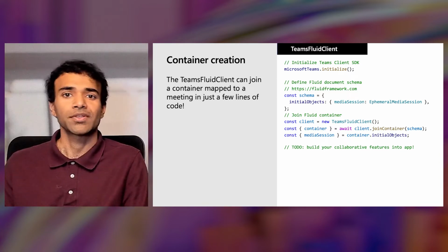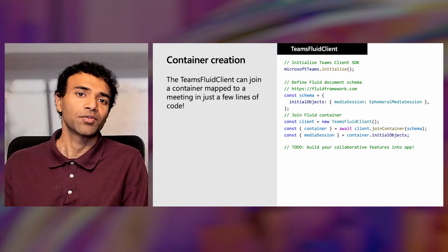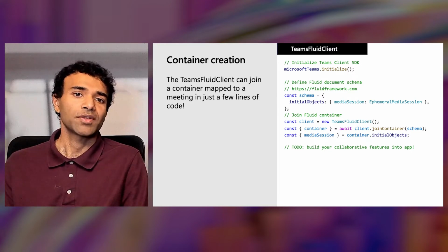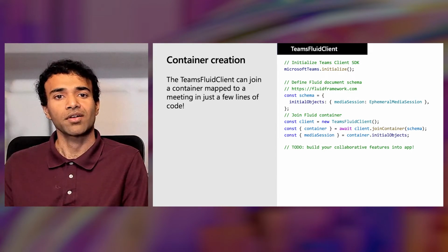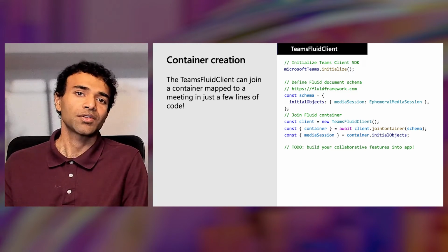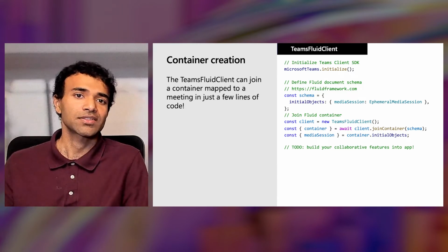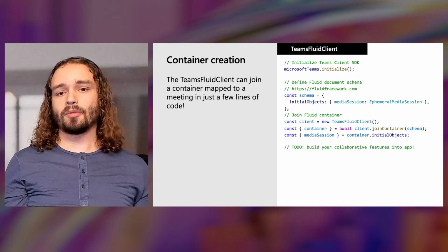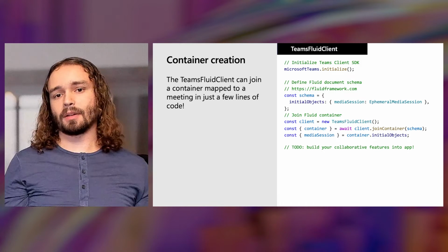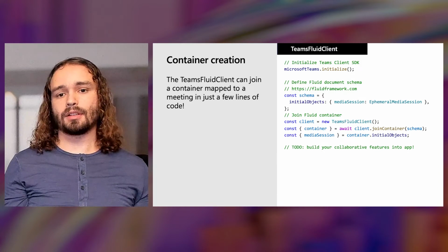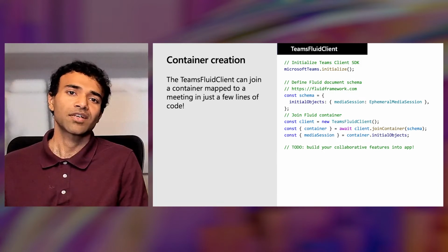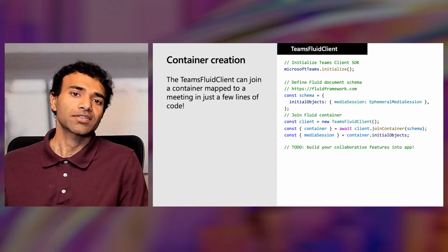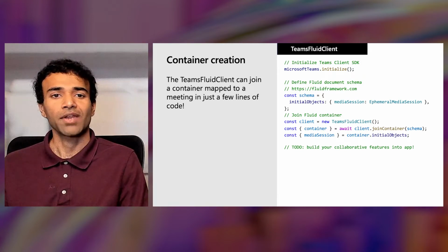The first thing you do with any LiveShare project is define your Fluid document schema, which you can find more information on in the docs at fluidframework.com. At a high level, you're choosing your shared model layer, a set of shared objects. There's effectively no limit to how many shared objects you define. Ephemeral Media Session is an example of a shared object that we've created to simplify media synchronization in Teams. Next, we initialize our Teams Fluid client, get our container object by calling the joinContainer method of the Teams Fluid client with the defined schema, and you're free to start writing your app logic.